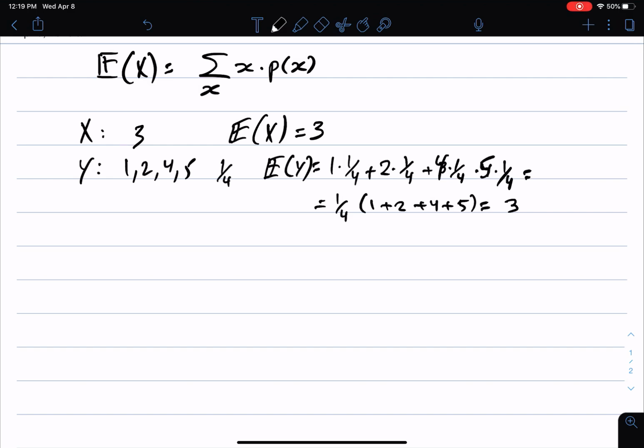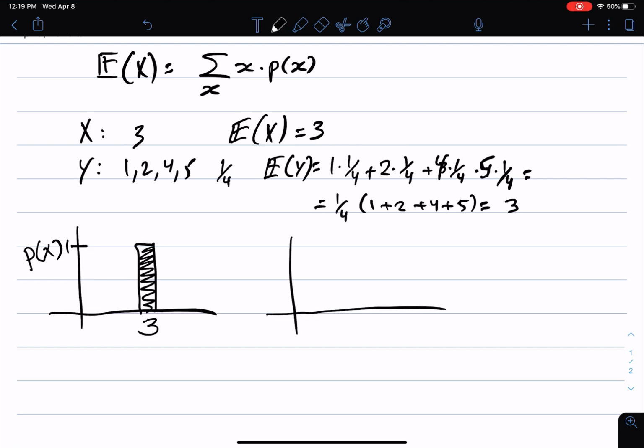But if you plot the distribution for x, this is p of x, and x really just takes one value, and the probability of that is 1, so this is 1 here, right? So this is 3. If we look at the distribution of the values that y takes, it takes 1, this is 1 here, and this is 2, and this is 4, and this is 5, and each one of them is 0.25. This is the probability of each one of the values that y takes. So if you look at these two random variables, yes, they have the same average, but they have very, very different distributions.